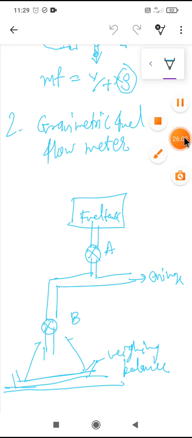So I hope you got this method of fuel measurement. We will see other flow methods also in the next lecture, the air consumption method. Thank you very much.